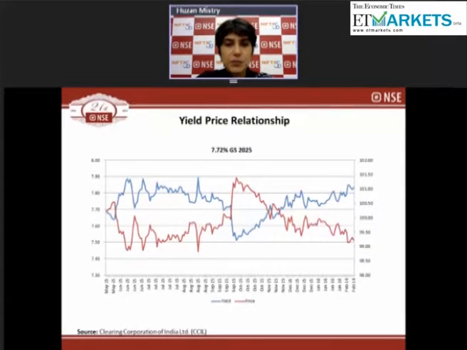So if you actually plotted price and yield on a graph, it is really a mirror image, because in a particular bond, as price goes up, there's a similar proportion to which yield will fall, and vice versa.